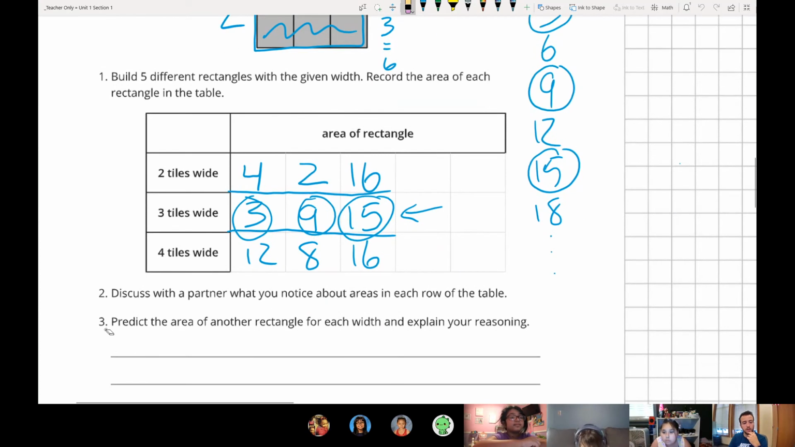Okay, so looking real fast at part 3, predict the area of another rectangle for each width and explain your reasoning. Can someone share with me what would be an example for 2 tiles, 3 tiles, and 4 tiles wide on rectangles without having to draw it out? What area could there be for a rectangle that's 2 tiles wide? That's not listed here. Did I explain that okay? Do you understand the question? Like without drawing a rectangle, what's an area of a rectangle 2 tiles wide? What would be an example of one?